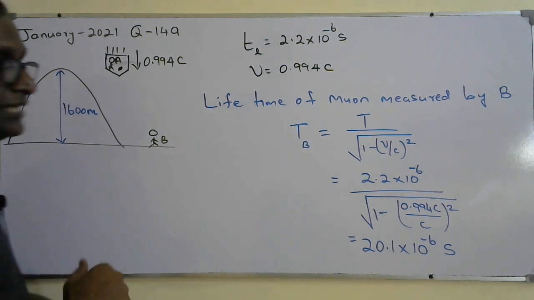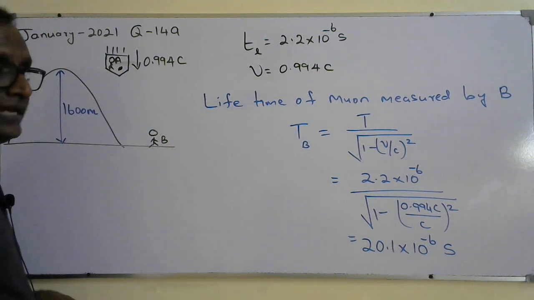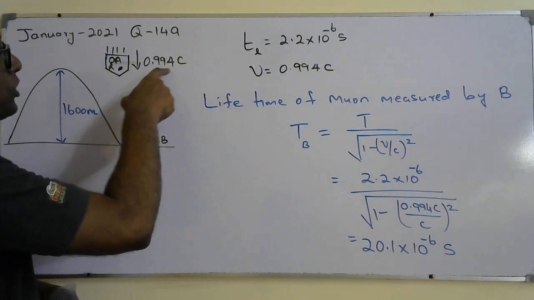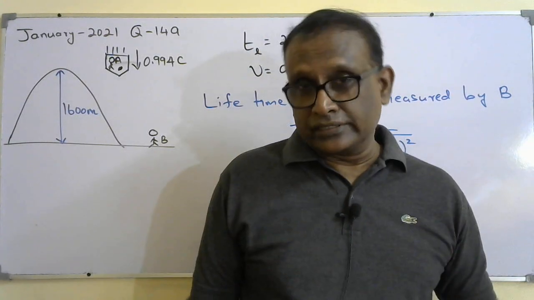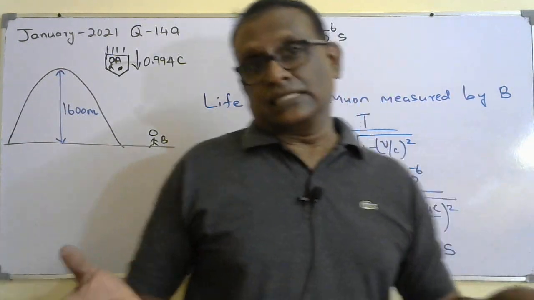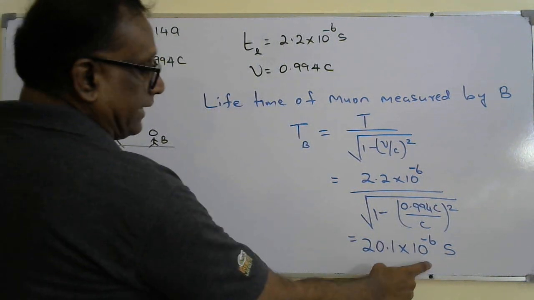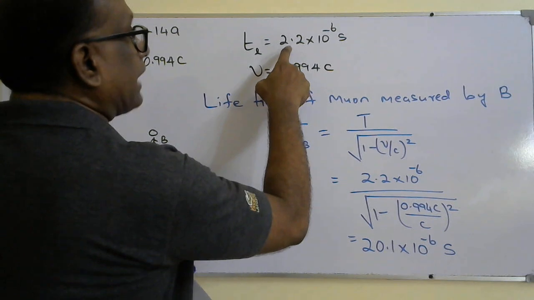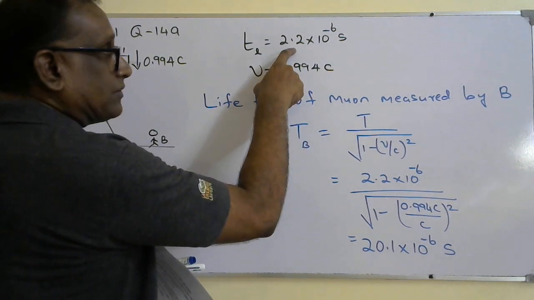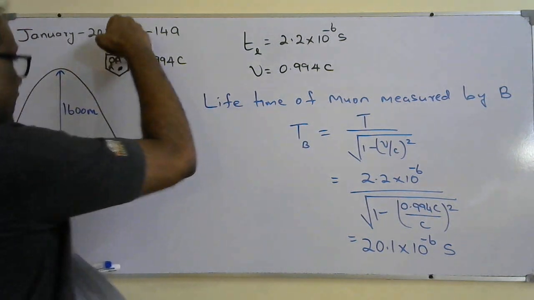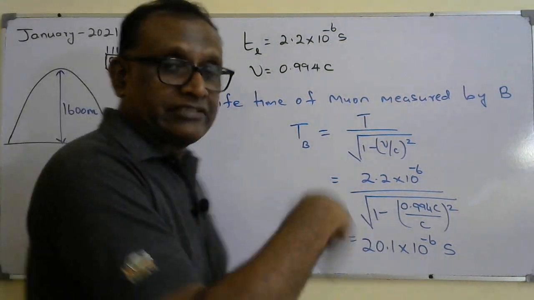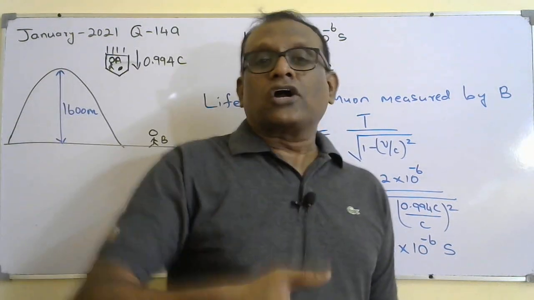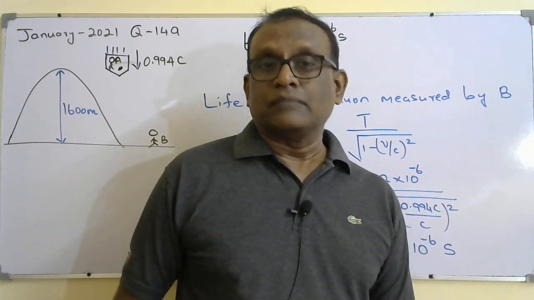So now we should say, when the muon moves at a speed of 0.994 c relative to B, the lifetime is getting longer. The lifetime becomes larger, 20.1 × 10^-6 seconds, compared to the lifetime when it is at rest relative to an observer. Therefore, it is able to reach the bottom of the mountain, observer B will say. So B is saying that its lifetime has increased, not 2.2. According to the theory of relativity, yes, the lifetime has become more than 2.2.